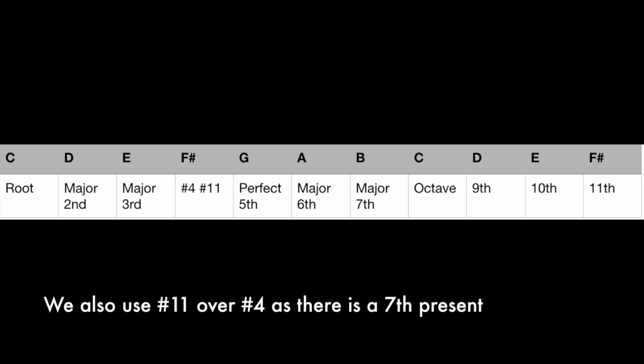Why is it called a sharp 11 or a sharp 4? Well, if you continued the C Lydian scale into the second octave, the 11th note will be F sharp, because you'll go C, D, E, F sharp, G, A, B, C, so that C is the octave, and then D is the 9th, then you have E again, which would be a 10th if you like, and then F sharp would be our 11th note.